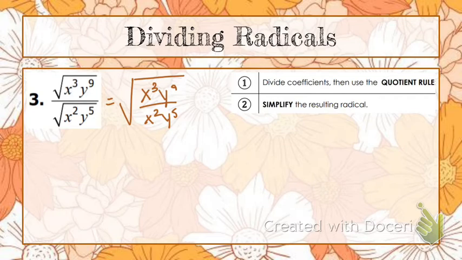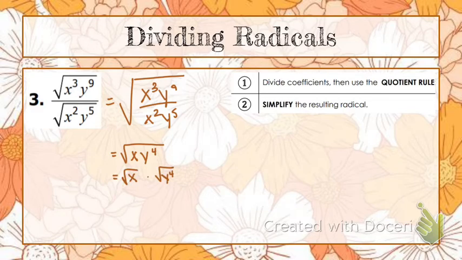Whenever you divide with exponents, you subtract those. So we're going to get the square root of x to the 3 minus 2, which is 1, so that's just x, times y to the 9 minus 5, which is 4. So we have the square root of x, y to the 4th. Then we want to simplify this radical. So we would have the square root of x times the square root of y to the 4th.